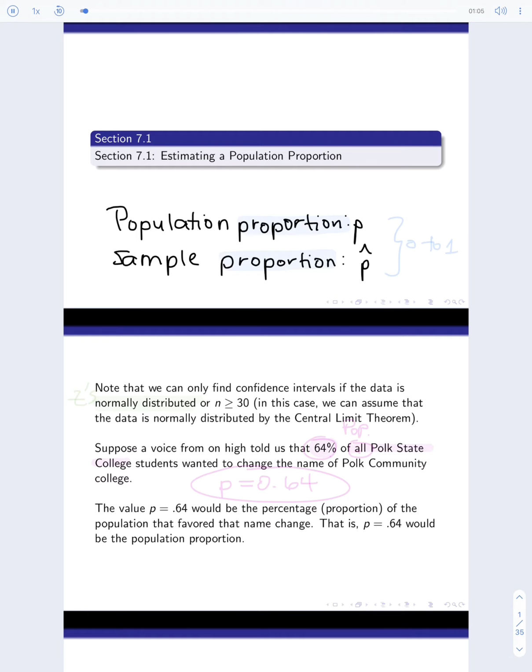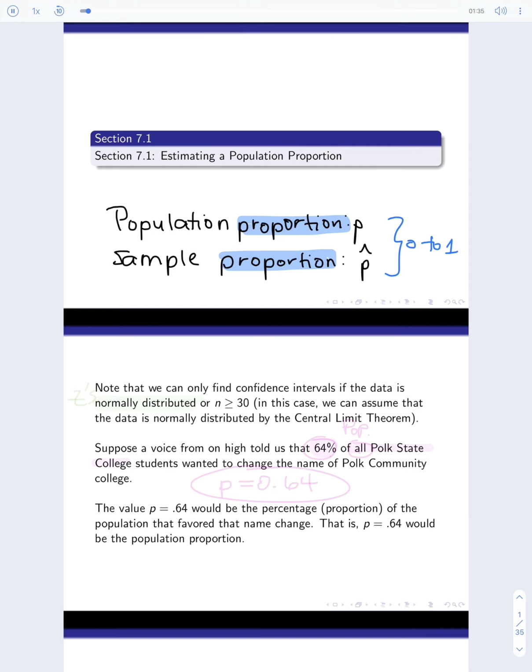So these proportions, whether it's for a sample or a population, remember that a proportion is just a decimal or a probability. It's going to be some value between 0 and 1. I always think of the P's as probabilities. It also is a proportion. It's basically any decimal value between 0 and 1.